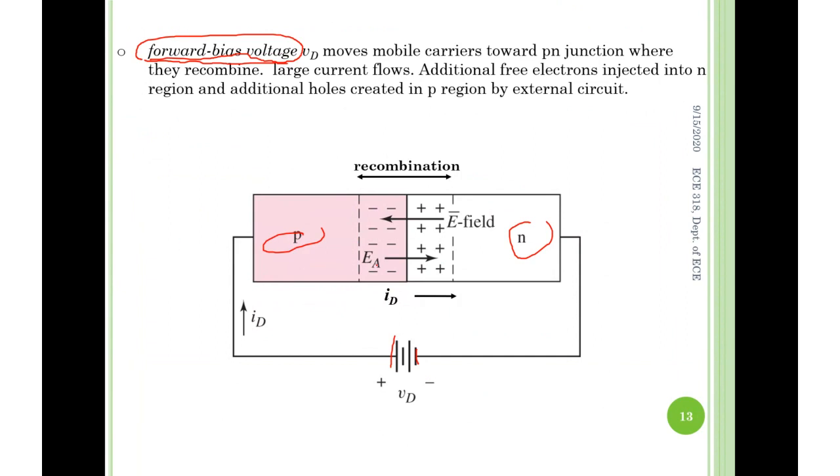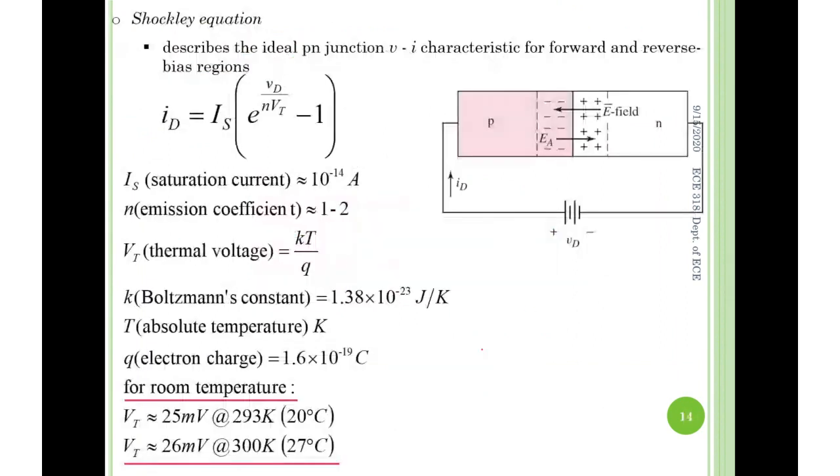Okay, this is forward and reverse bias voltage. This is pretty much the basic idea about on and off, because a diode can only have these two states, on or off, only two. Very, very simple.